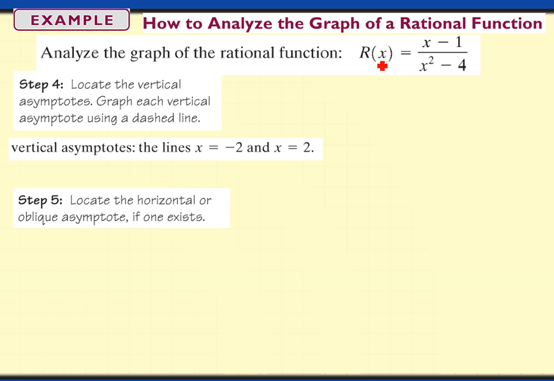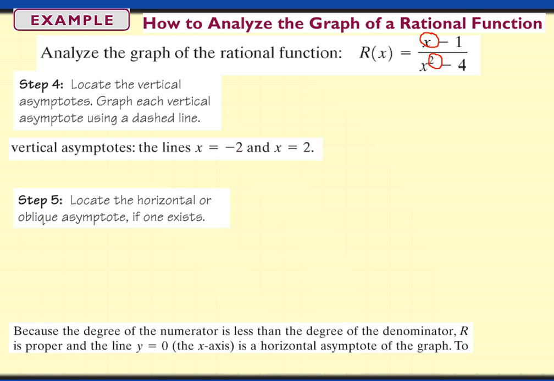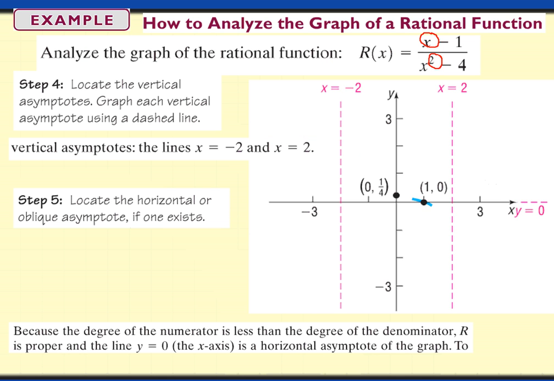In this case, remember how we do that. We look at the degree of the numerator and we see that degree is 1. When we look at the degree of the denominator, we see that degree is 2. And so whenever the degree of the numerator is smaller than the degree of the denominator, then there is a horizontal asymptote, and it's simply the line y equals 0, which is the x-axis. So we plot or graph with dashed lines our two vertical asymptotes. Here's the vertical asymptote x equal -2 and the vertical asymptote x equal +2. And the horizontal asymptote y equals 0, which matches with the x-axis.